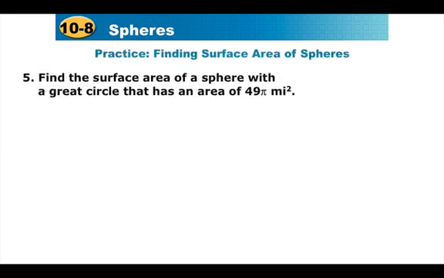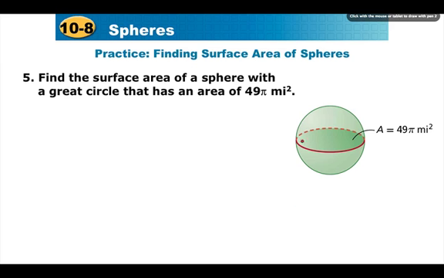It says find the surface area of a sphere with a great circle that has an area of 49 pi square miles. So they don't give you a picture. This is what you should be thinking of. The great circle is basically this area. The area of this great circle is 49 pi.